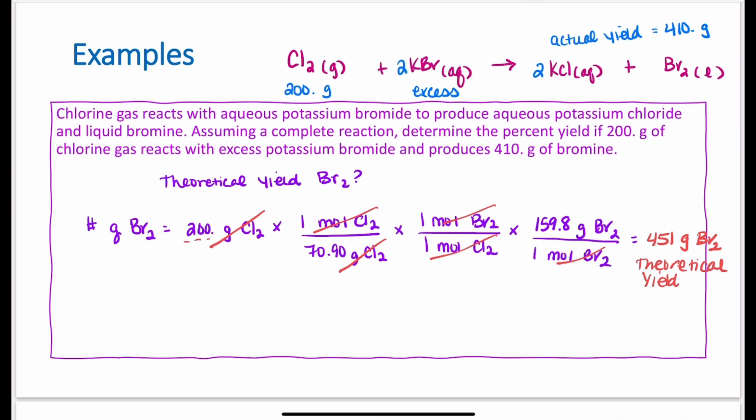Three sig figs, because my 200 with that decimal place on the end had 3 sig figs. This had 4 sig figs. This had 4 sig figs, so my final answer just has 3 sig figs.